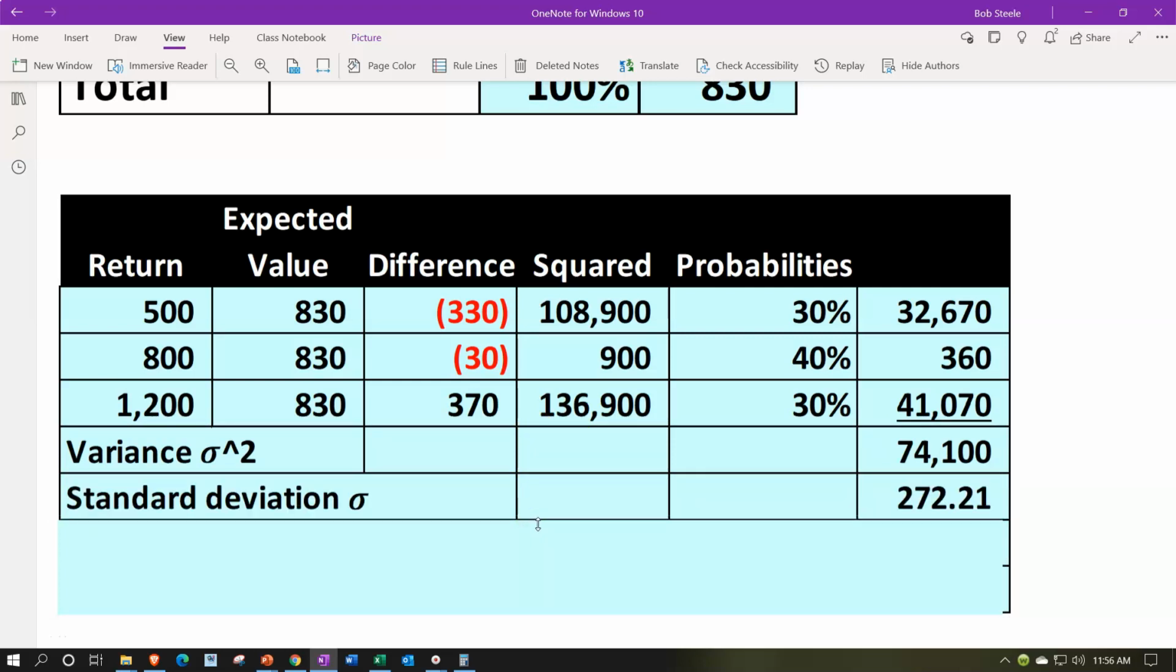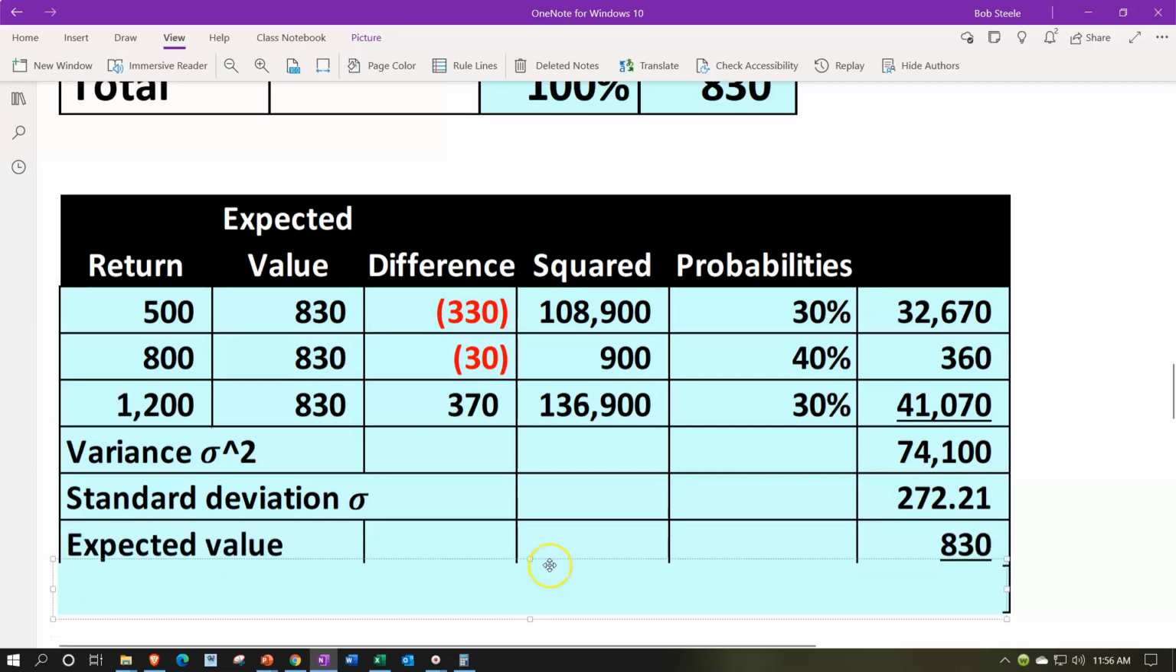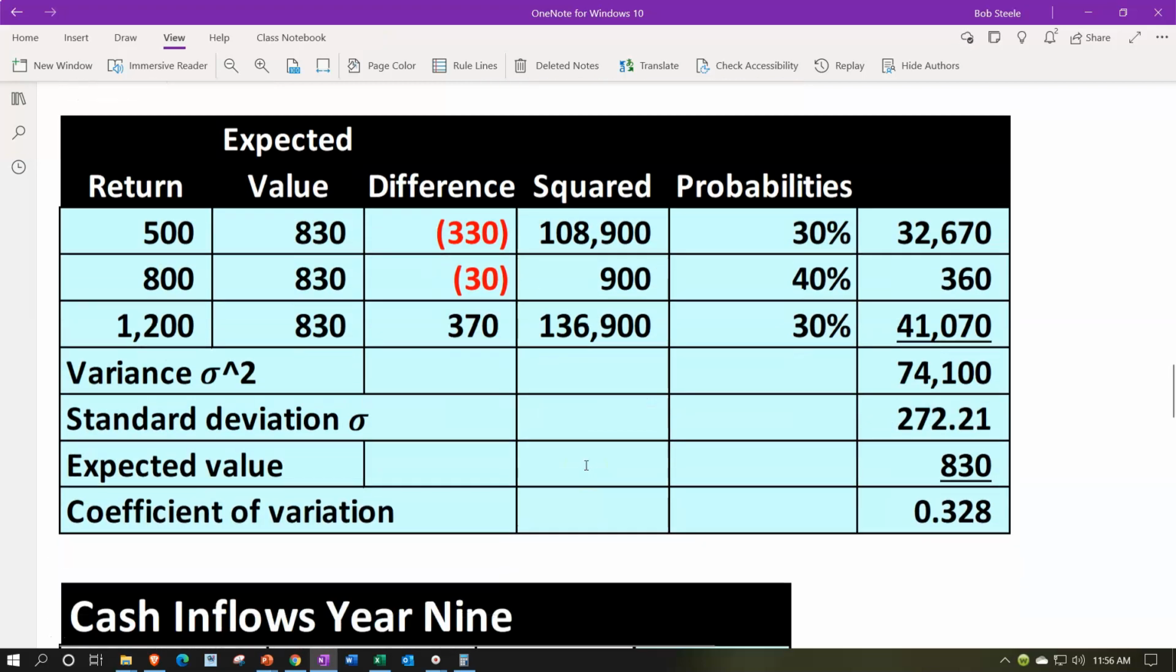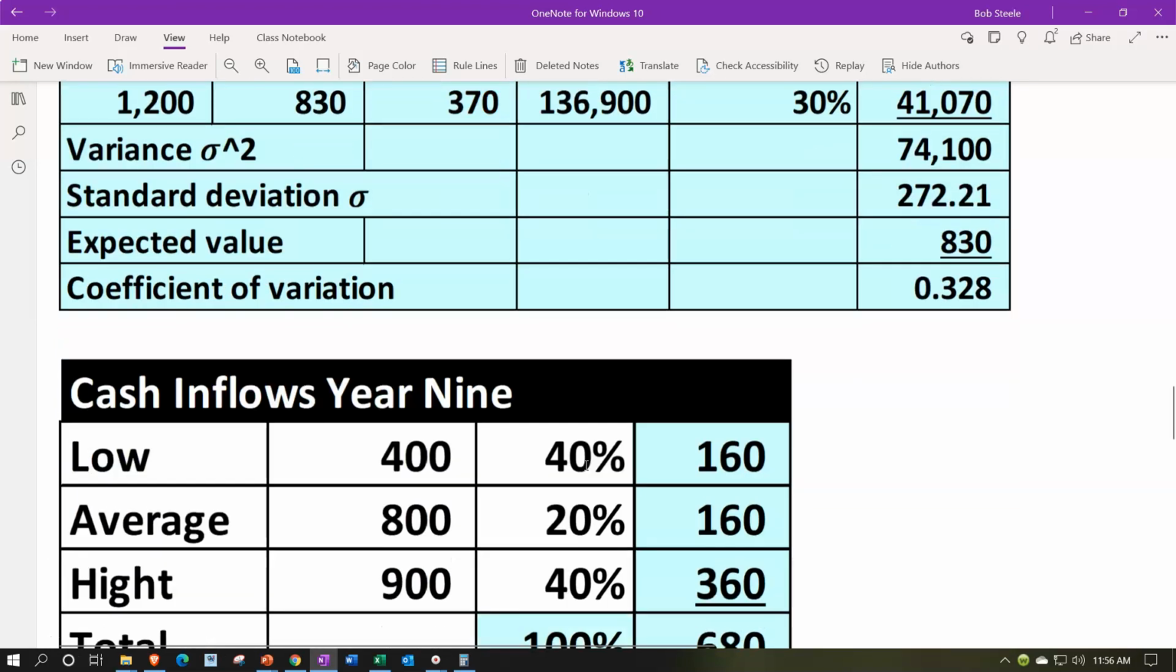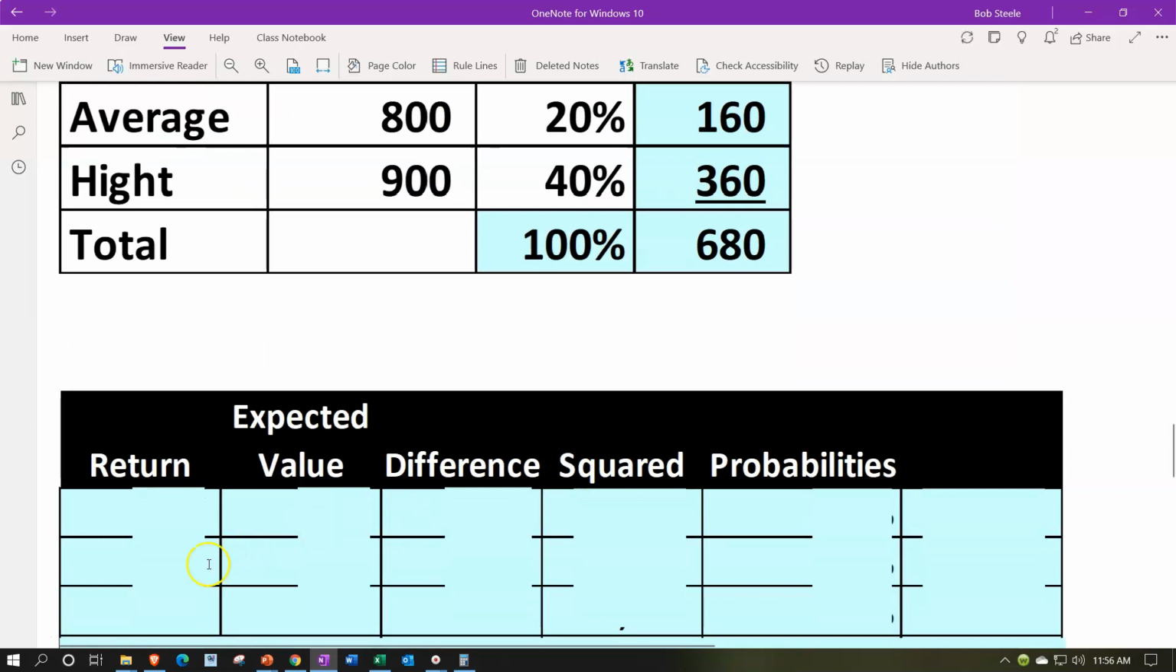Taking the square root, standard deviation, 272.21. Comparing that, dividing by the 830, which is the expected value, average, or mean, gives us the coefficient of variation, 0.328. One more time for year 9, we're going to say the return.